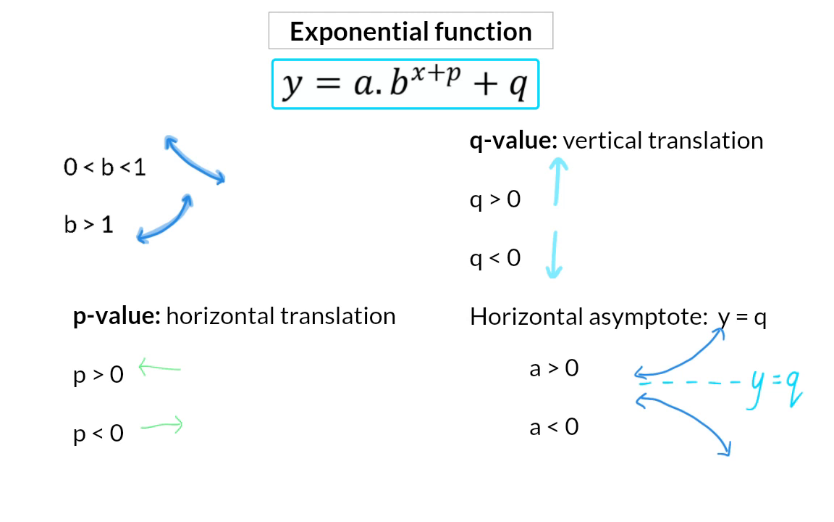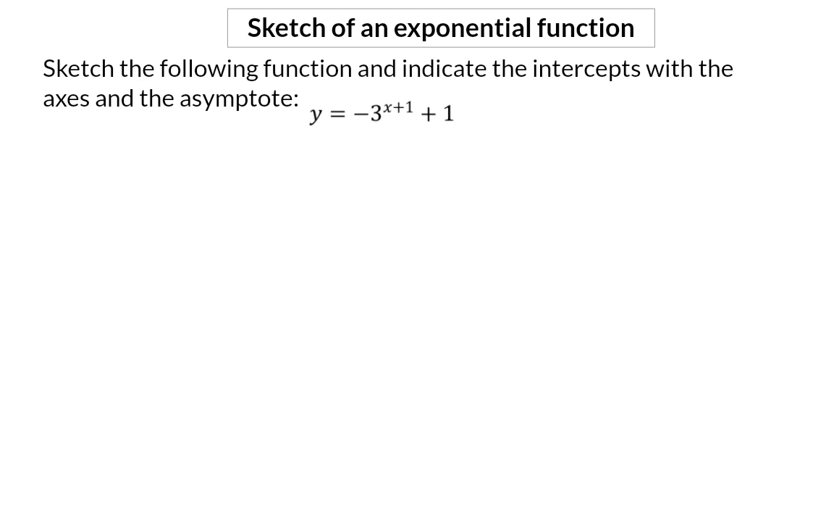Next, let's go and sketch an exponential function. Sketch the following function and indicate the intercepts with the axis and the asymptote. When I start off getting a rough idea of what the sketch will look like, the first value I will have a look at is the b value. This is bigger than 1, and that tells me that it will be an increasing function.